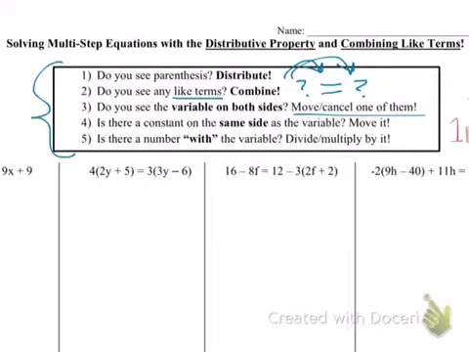The fourth step, is there a constant on the same side as the variable? So I'm looking, if I've got just a number on that same side as my variable, my letter, then I've got to move it. Okay, I've got to do the inverse. I've got to add it if it says minus. I've got to subtract it if it says plus. Last step, number 5, is there a number with the variable? So what I mean by that is there's something like 3x, okay, or x divided by 2. To undo that, remember it's just a one-step equation. I'm going to multiply or divide by the number depending on what they tell me from the beginning.